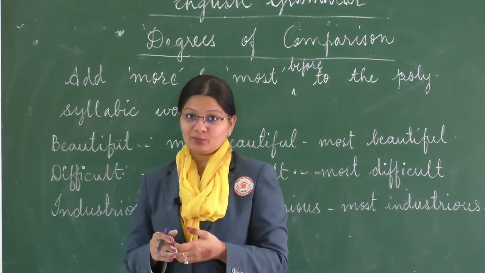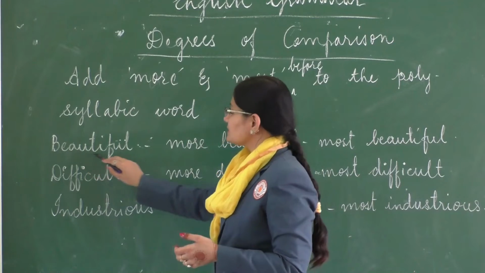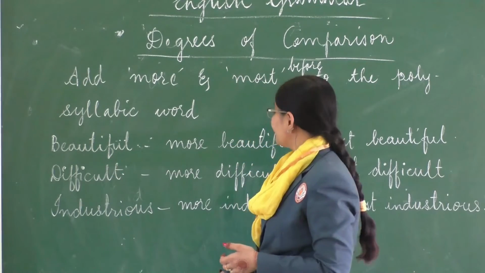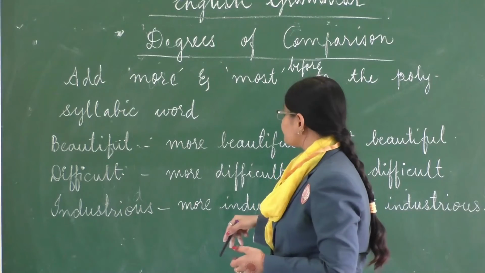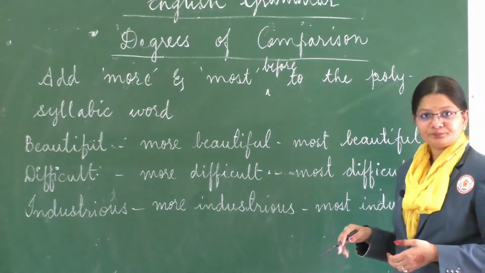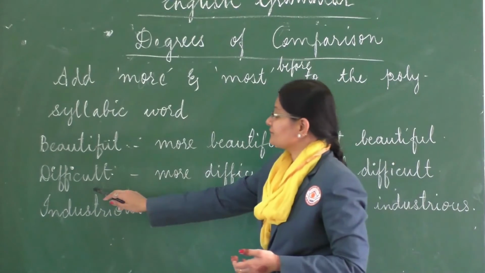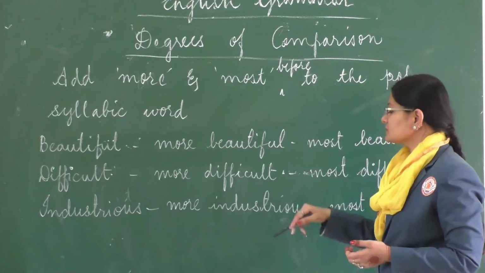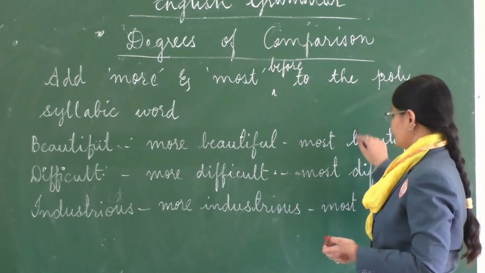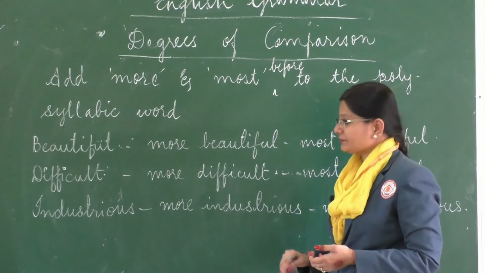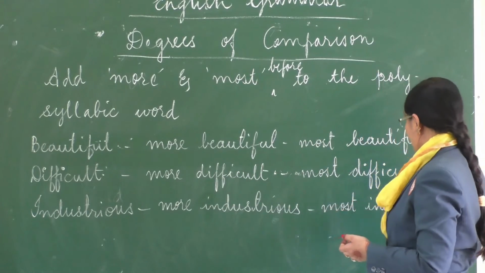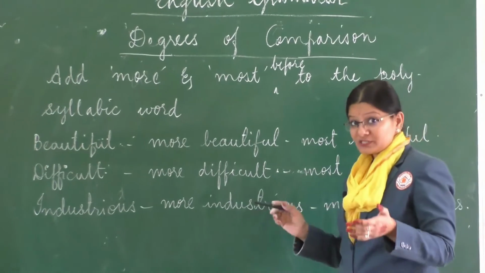So let's look at the example here. It is beautiful, so 3 syllables are there. So more beautiful, and then we have most beautiful. Okay, then difficult, more difficult, most difficult. So this is going to be the comparative degree, this is going to be the superlative degree. Then industrious, more industrious, most industrious. So I hope this rule is clear.